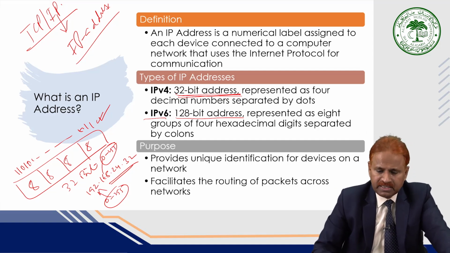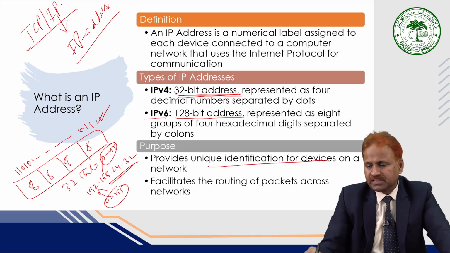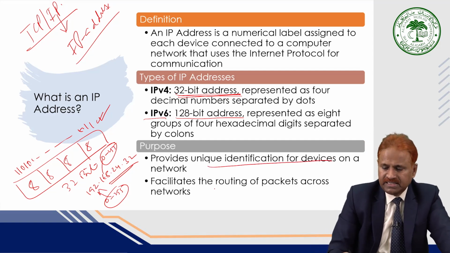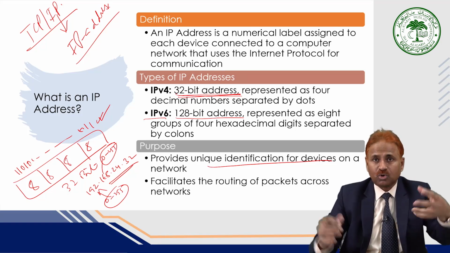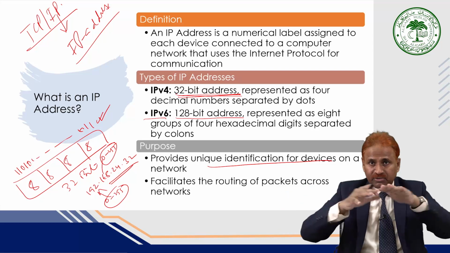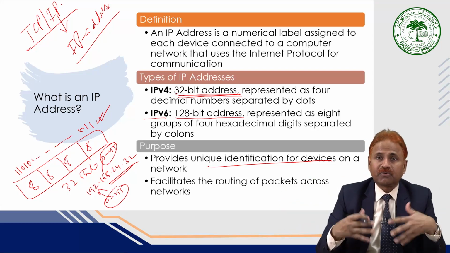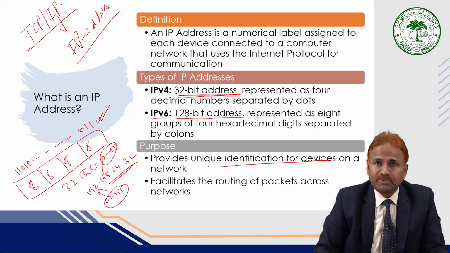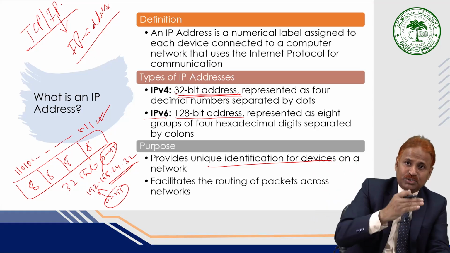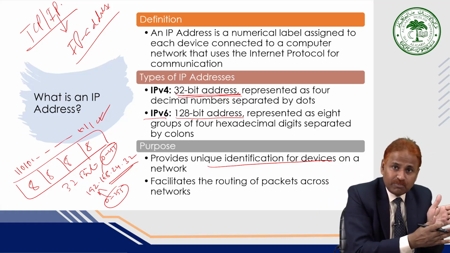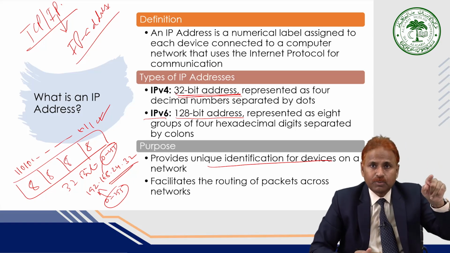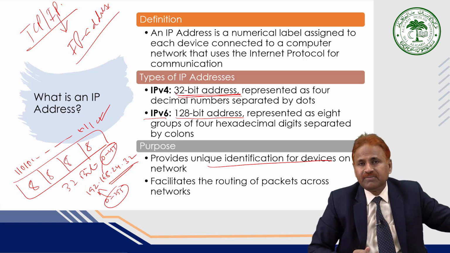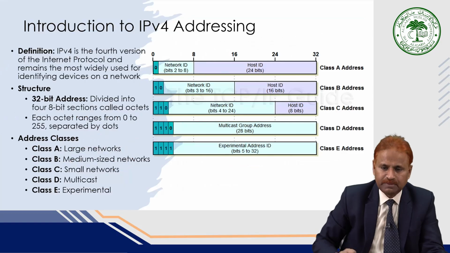What is the purpose of an IP address? It provides unique identification for devices on the network and facilitates the routing of packets across the network. I have already told you the routing takes place on the basis of IP addresses. So routers, on the network level, perform their duties on the basis of IP addresses. But when it reaches the switch level, the endpoint level, the IP address is converted back to a MAC address with the help of the ARP protocol, and the correct delivery of the message is ensured in this way.